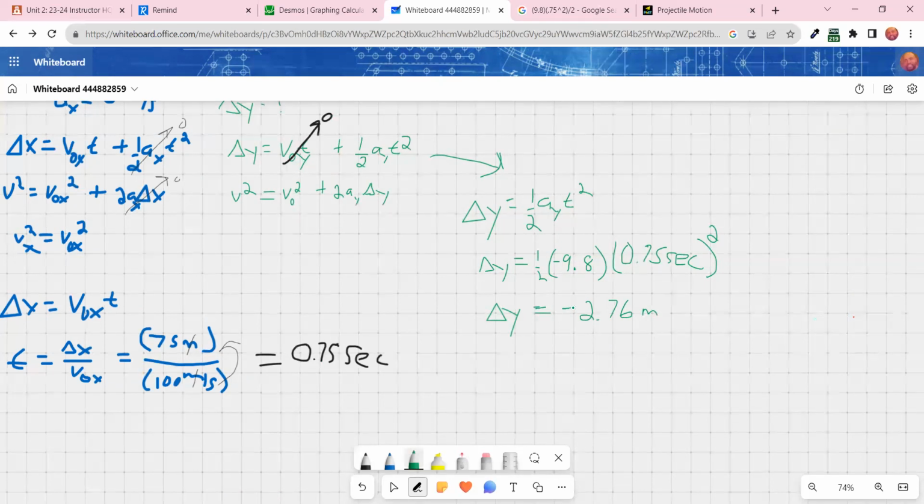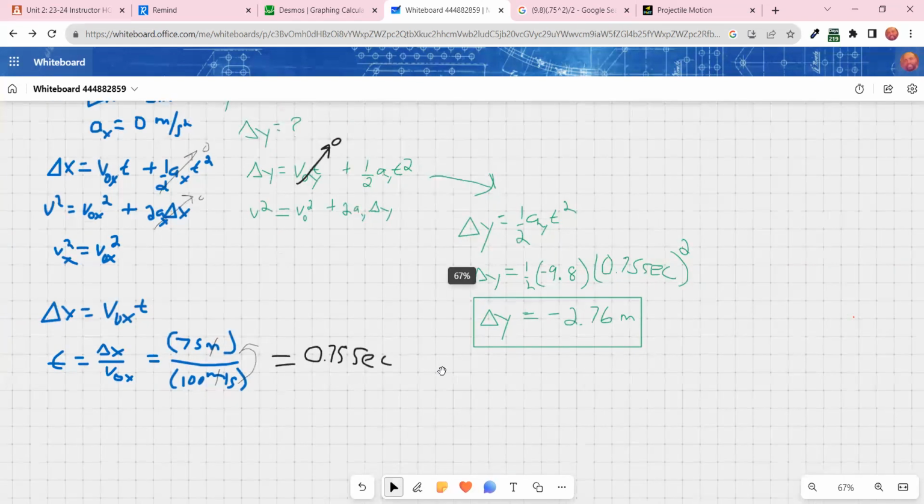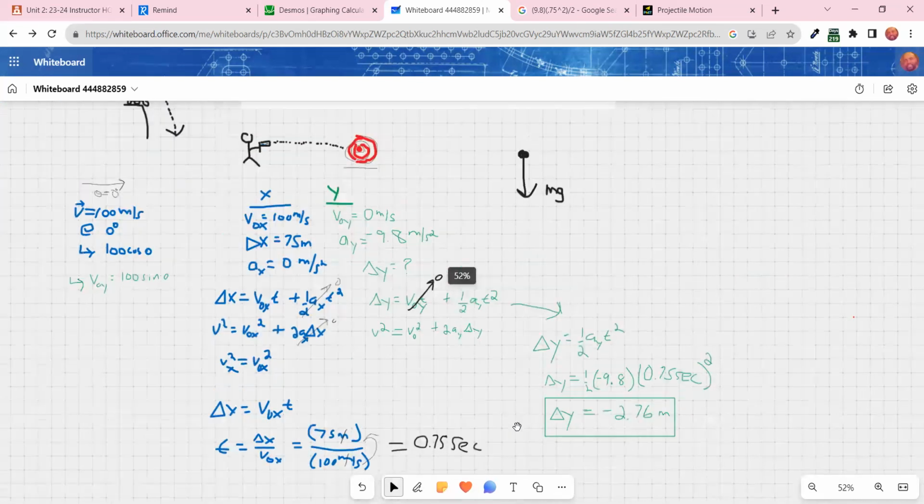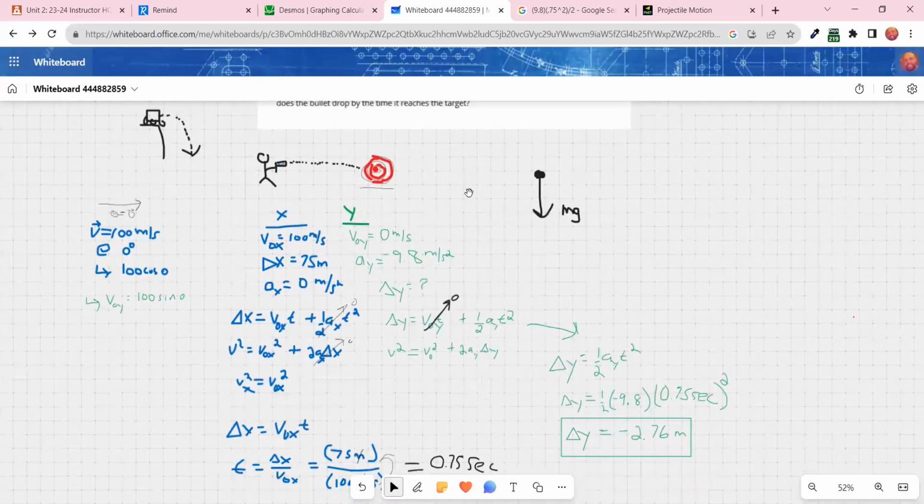It fell 2.76 meters, negative 9.8. Right, so that is the answer. Boom. Yes, we went through all that to answer this one question.